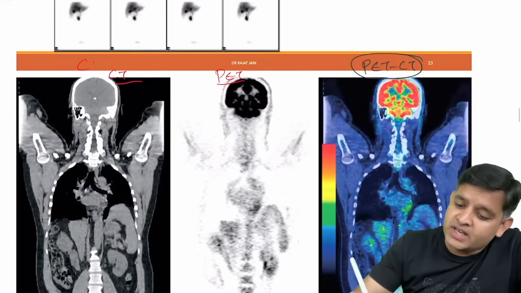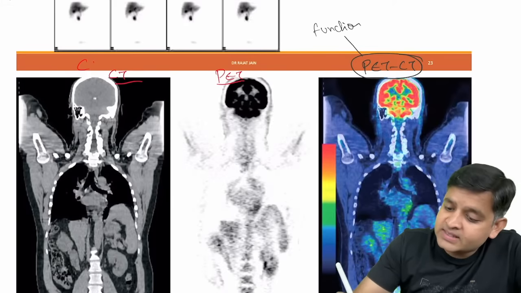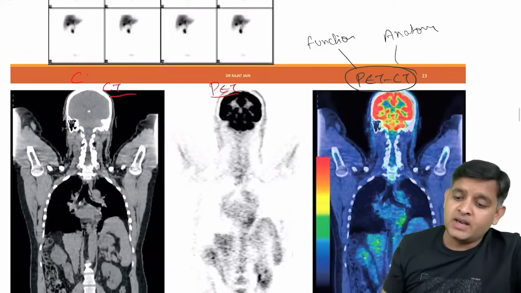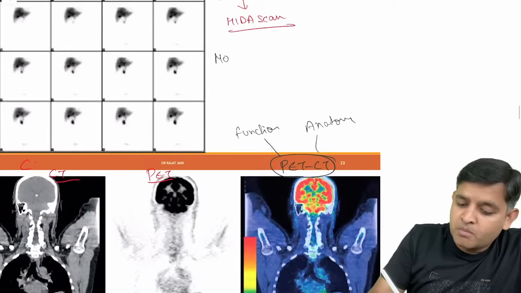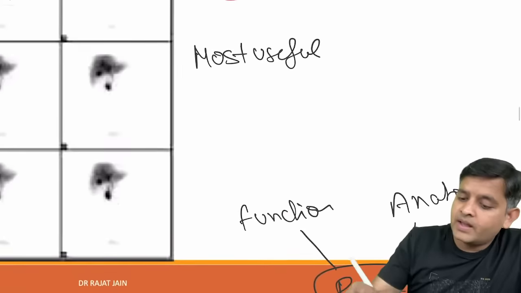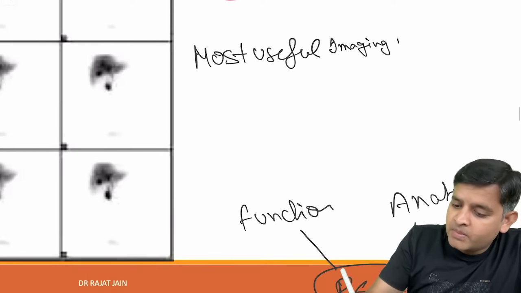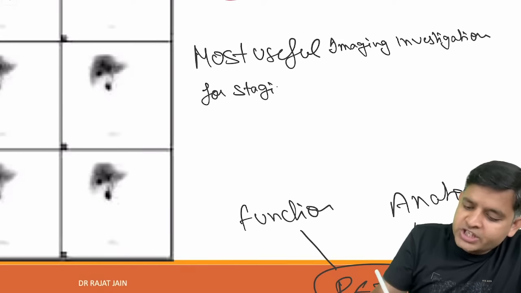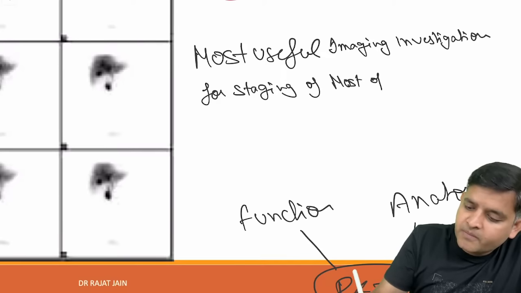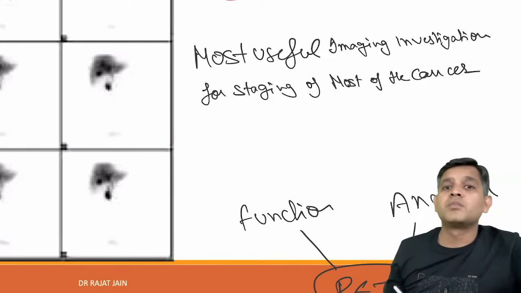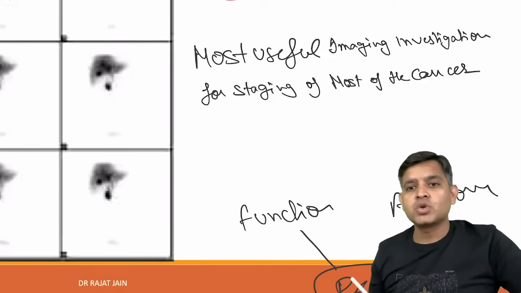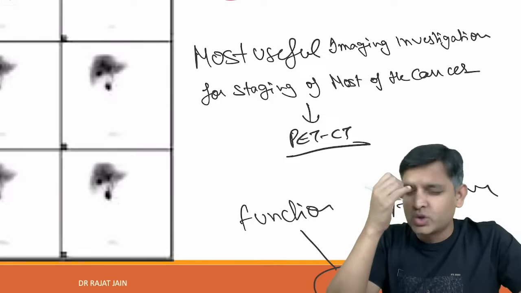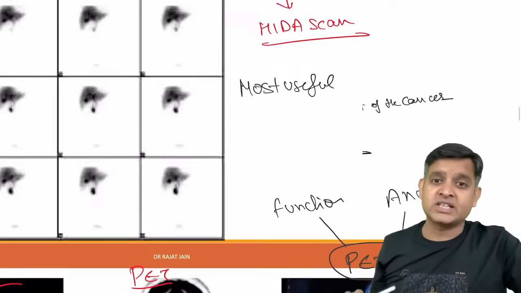What is the biggest advantage of the PET CT? PET gives me the function and CT gives me the anatomy. And that is why PET CT is the most useful imaging investigation for staging of most of the cancers in the body. If somebody asks you which investigation should be done for the staging, close your eyes and mark the answer as PET CT. There are very, very high chances that you will be correct.